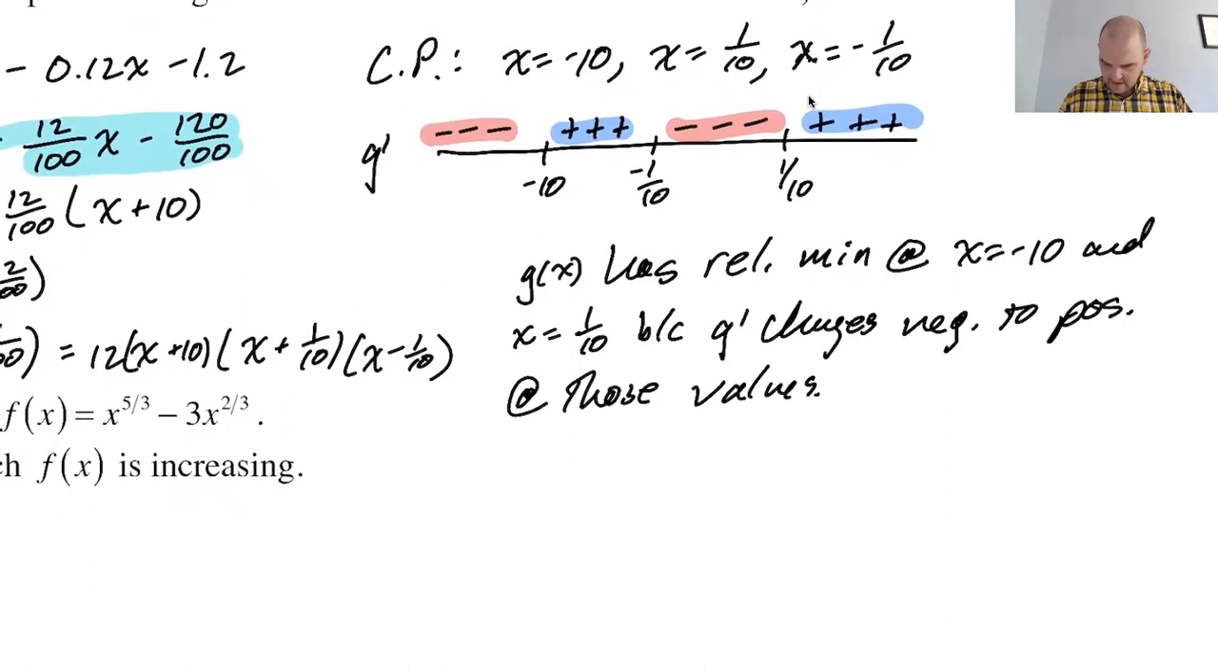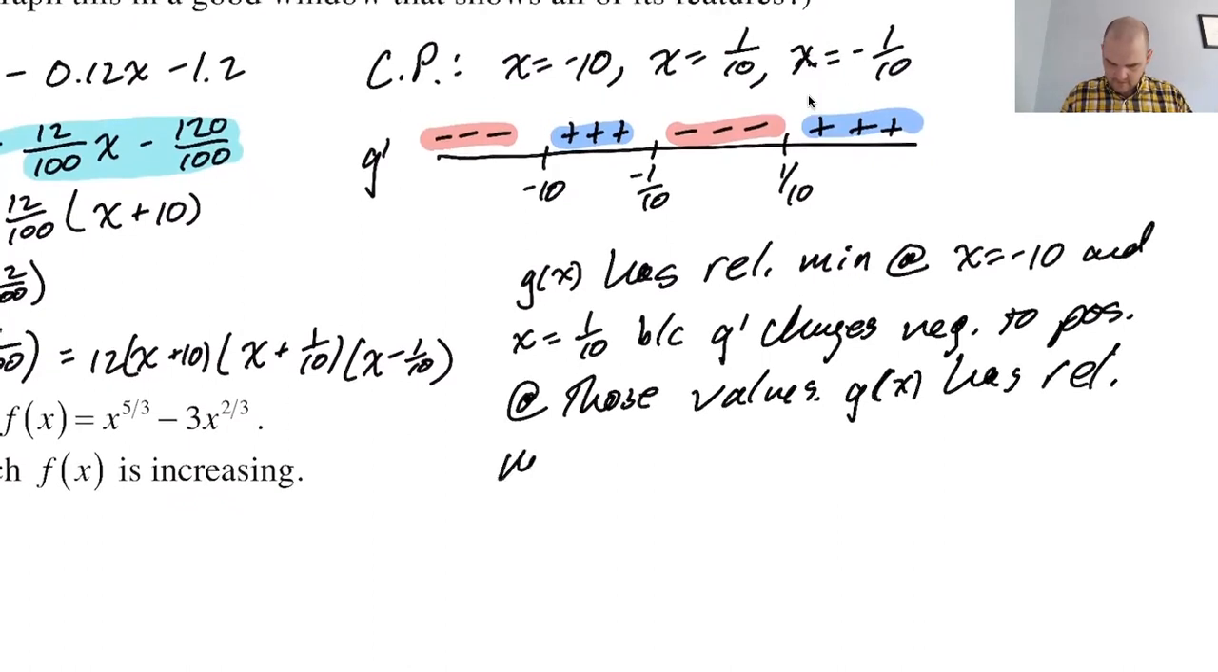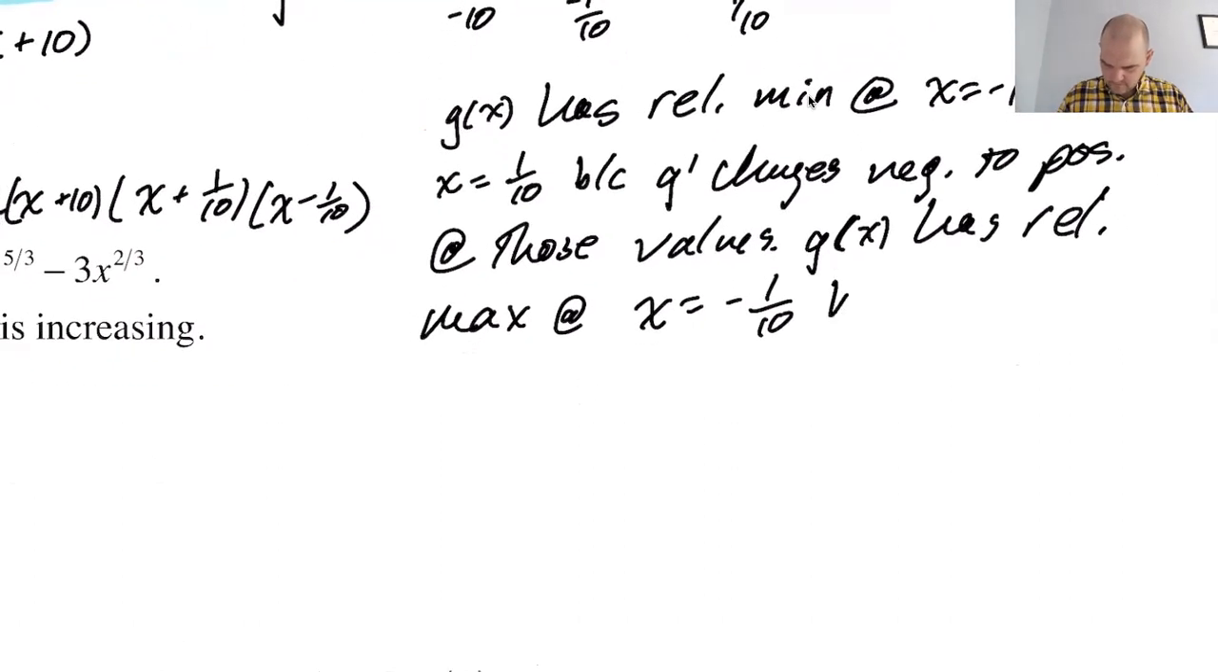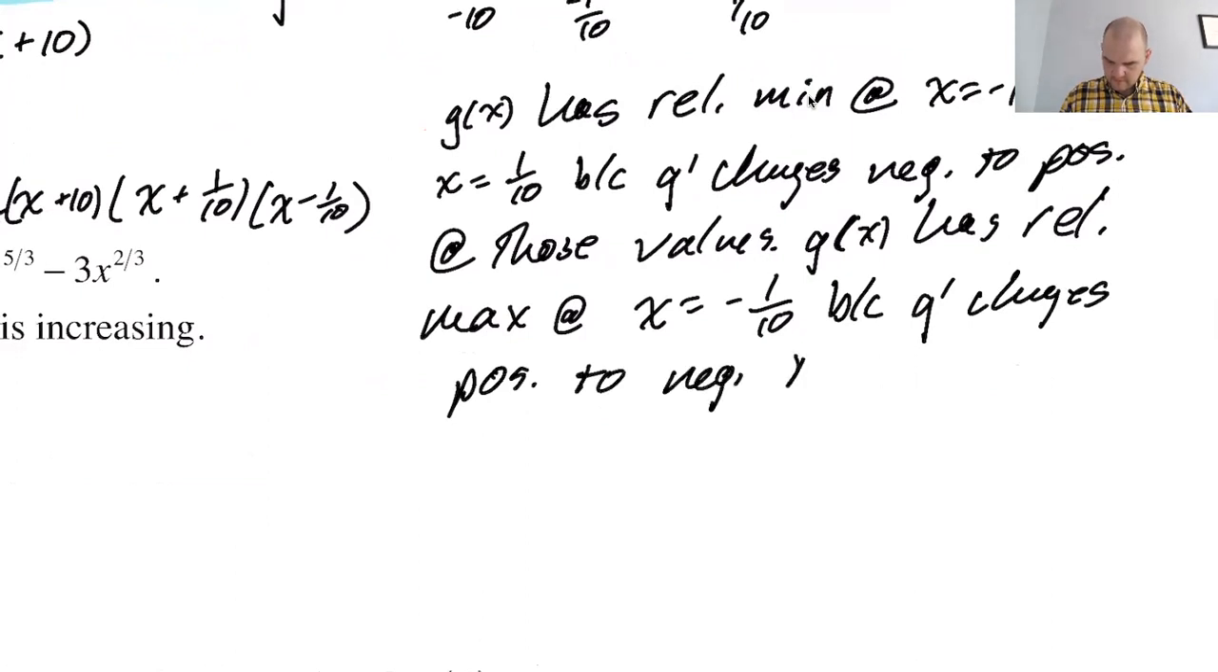And then g of x has a relative maximum at x equals -1/10, because g prime changes positive to negative there. Okay, so I've found and I've classified the critical points.